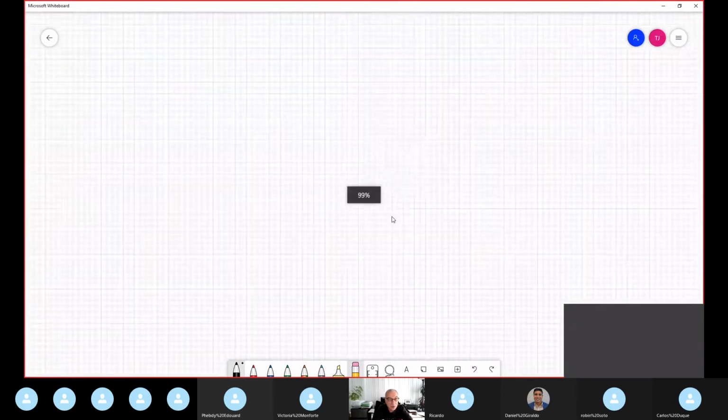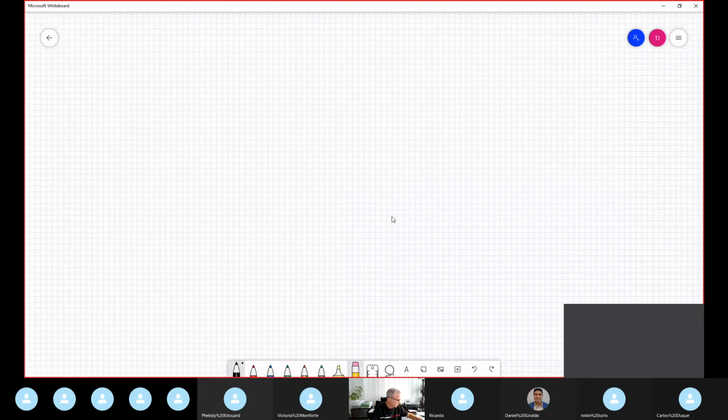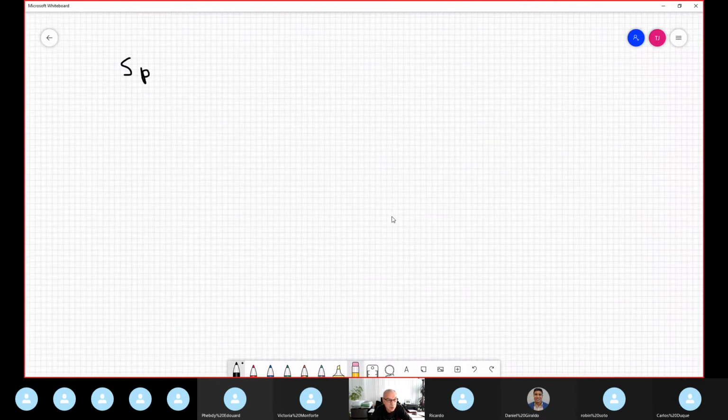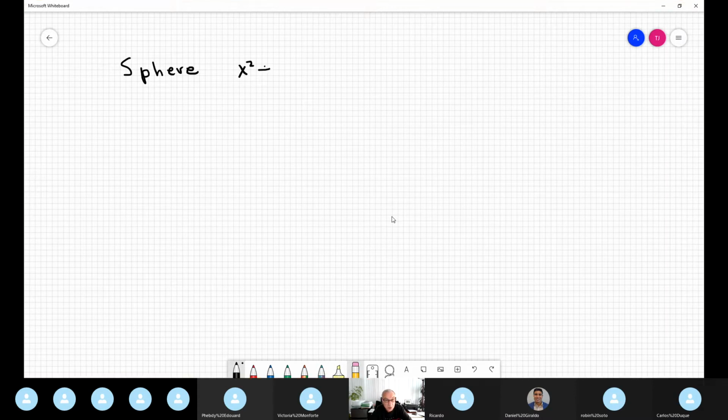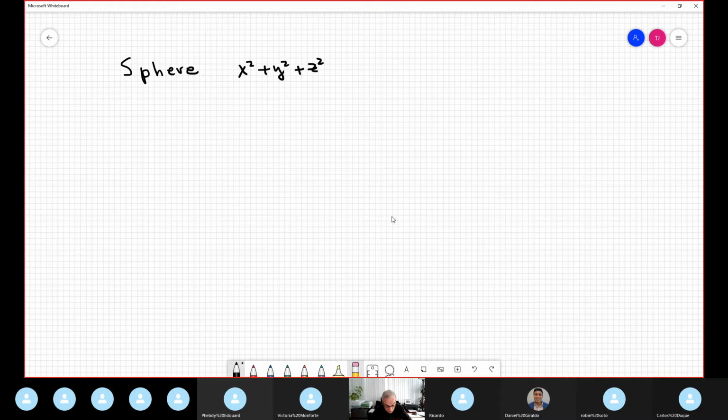Okay, now let's move on to the sphere. Suppose a sphere, the classical sphere that everyone knows very well. The sphere in implicit form is x squared plus y squared plus z squared equal to 4, or whatever you want. This is x squared plus y squared plus z squared minus 4 equal to 0.